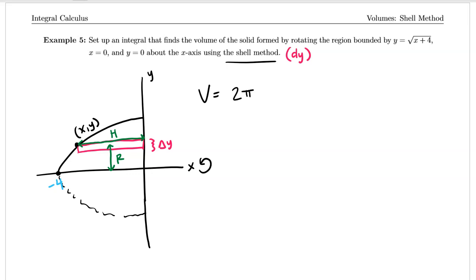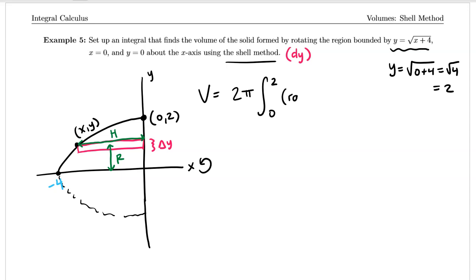So we have 2 pi. I factored that out since that's a constant. And then my limits of integration are going to start at 0. And then the place that they're going to end is related to the y-intercept of our curve here. And if we don't know what that is, we can plug in 0 for x. So this ordered pair right here is 0, 2, which means that my upper limit of integration is going to be 2. Now I want the radius, and I want the height, and I want the thickness.